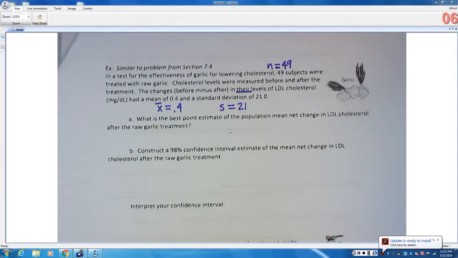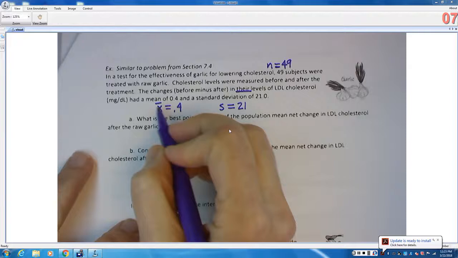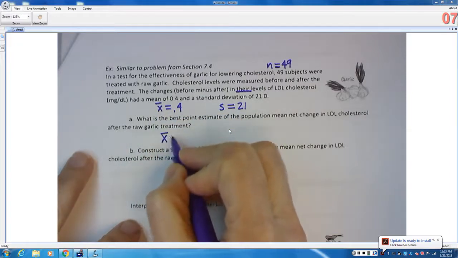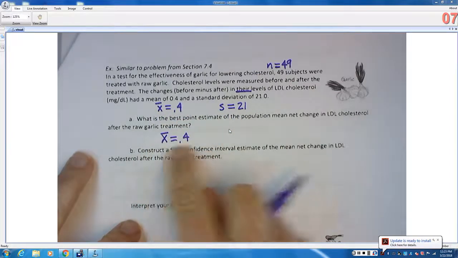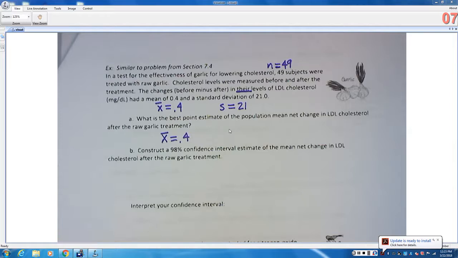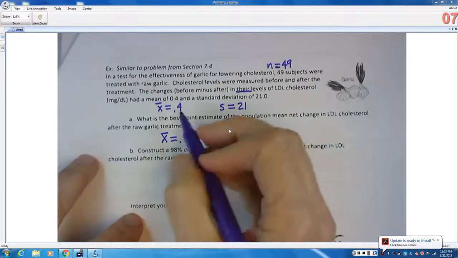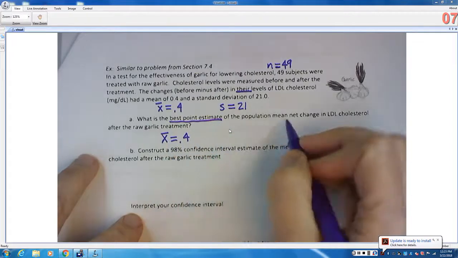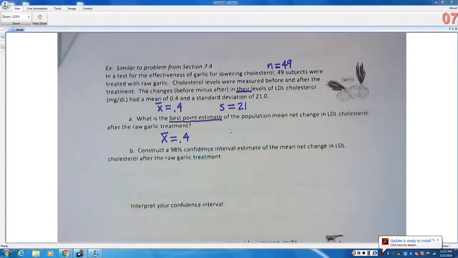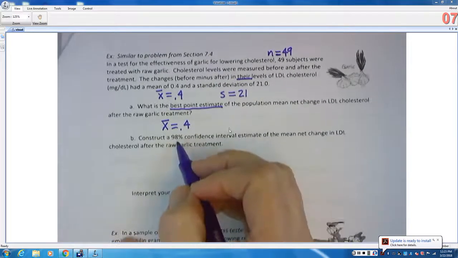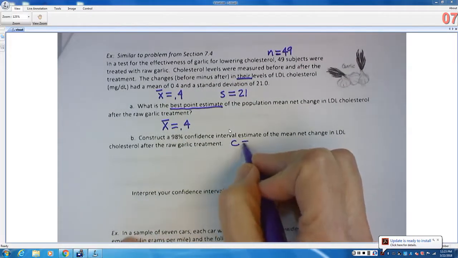So the best point estimate for a population mean is always the sample mean, x bar. And so you just get it and you write that here. Don't write everything here because I'll think that you don't know what the point estimate is. So just write the point estimate. The best point estimate for mu is x bar. And then we're going to construct a 98% confidence interval. C is 98%.